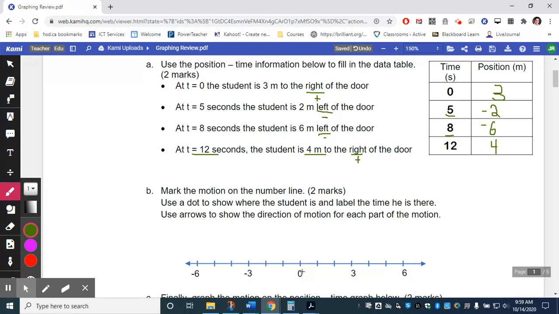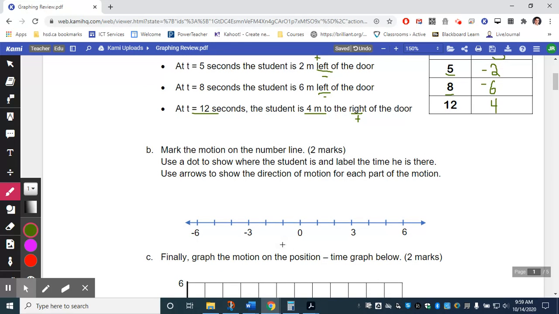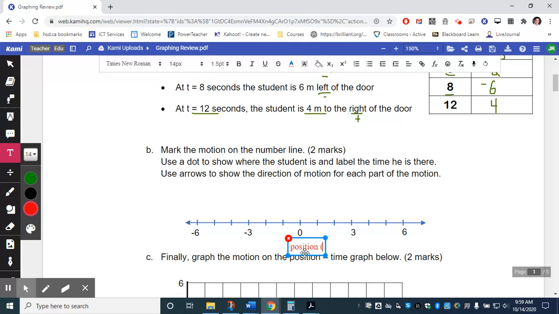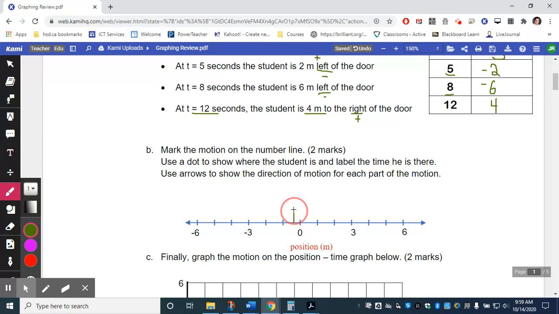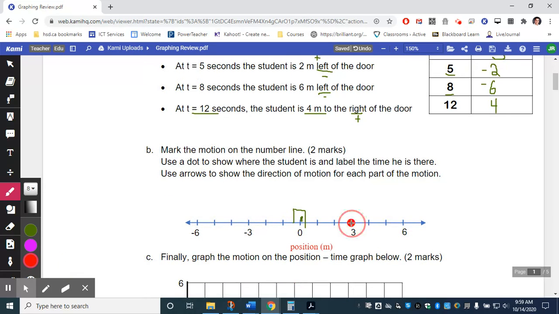So at time zero, we're at position... this on the bottom marks our position. This is our position in meters. Zero is the door. We can imagine this is the door to the classroom, and that's where the student is pacing back and forth from. We want to mark where the student is at the various times throughout this story. At time zero, they're at 3 meters. Remember, these numbers are the meters.